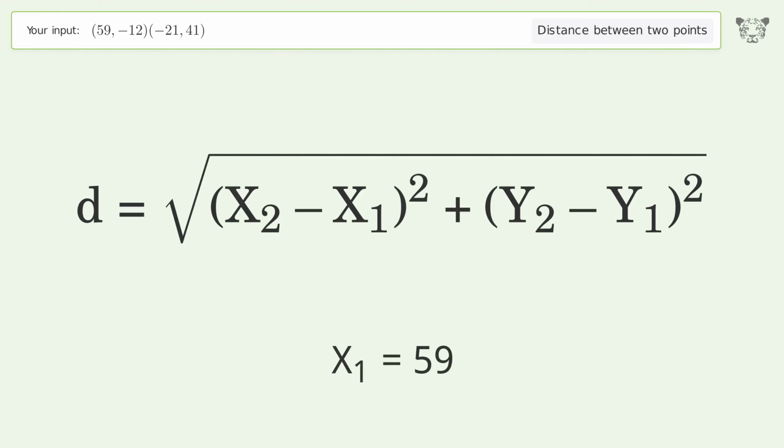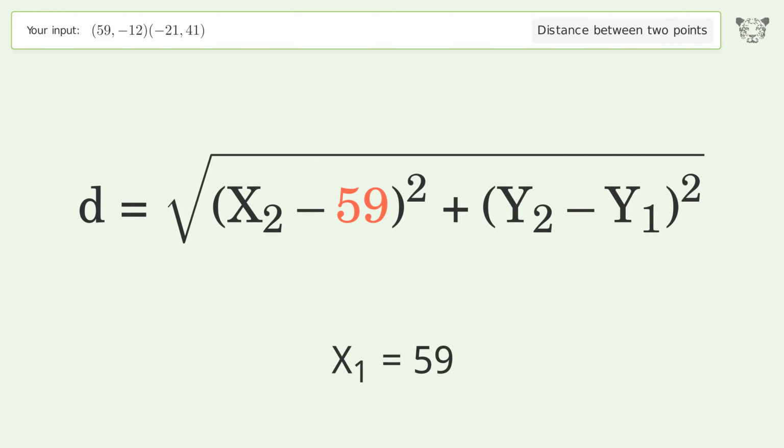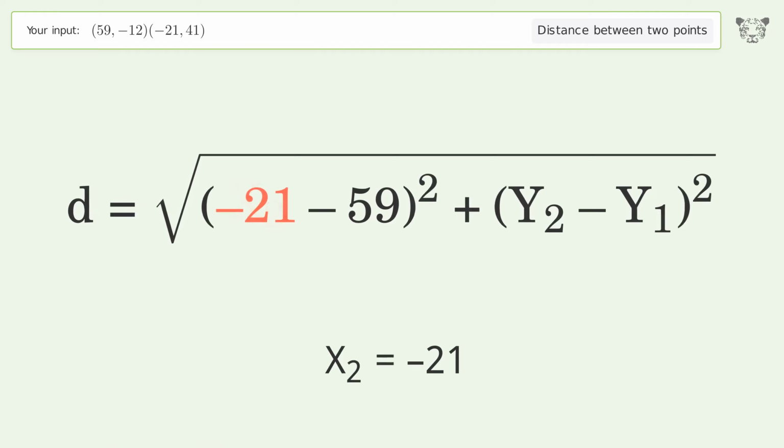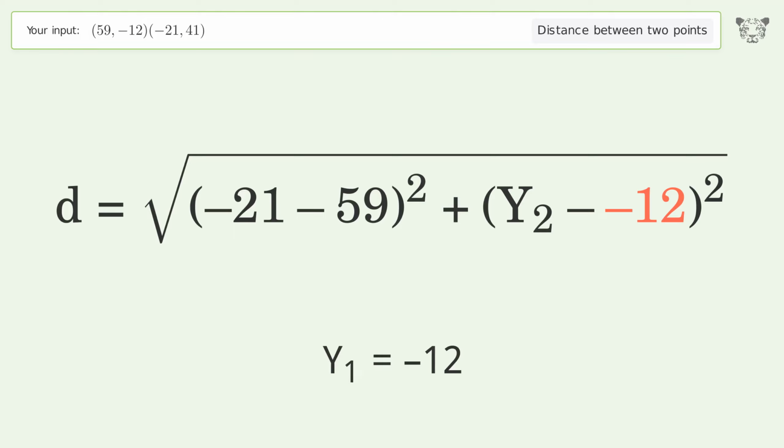x1 equals 59. x2 equals -21. y1 equals -12. y2 equals 41.